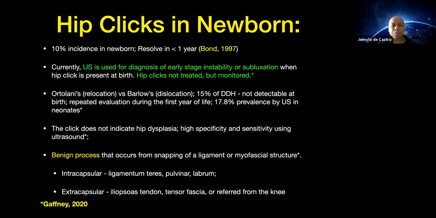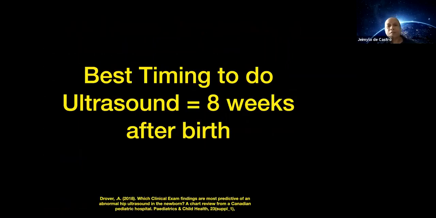So these are sites, and you can see here that these findings are found in research done by Dr. Gaffney, very late. This is the latest one, just this year, 2020. So this is very relevant. So when do you do the ultrasound? The best timing to do ultrasound for the hip is 8 weeks after birth. This is the optimum period to do ultrasound in order to make sure that we're dealing with hip dysplasia.